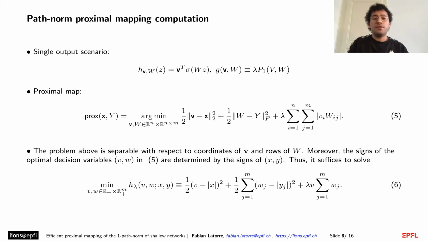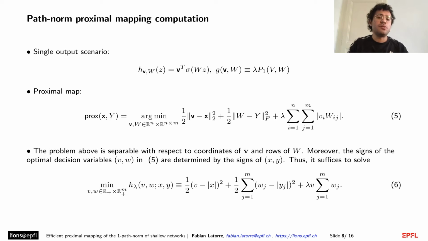The first step to derive an efficient algorithm to solve this problem is to observe that it is separable with respect to the ith coordinate of V and the ith row of W. So it is enough to solve the reduced problem in equation 6 once per hidden neuron. A final simplification of the problem is to notice that the signs of the optimal solution can be determined by the signs of the arguments x and y. We can thus restrict all decision variables to be non-negative, and we add the signs at the end to obtain the solution of the initial problem.